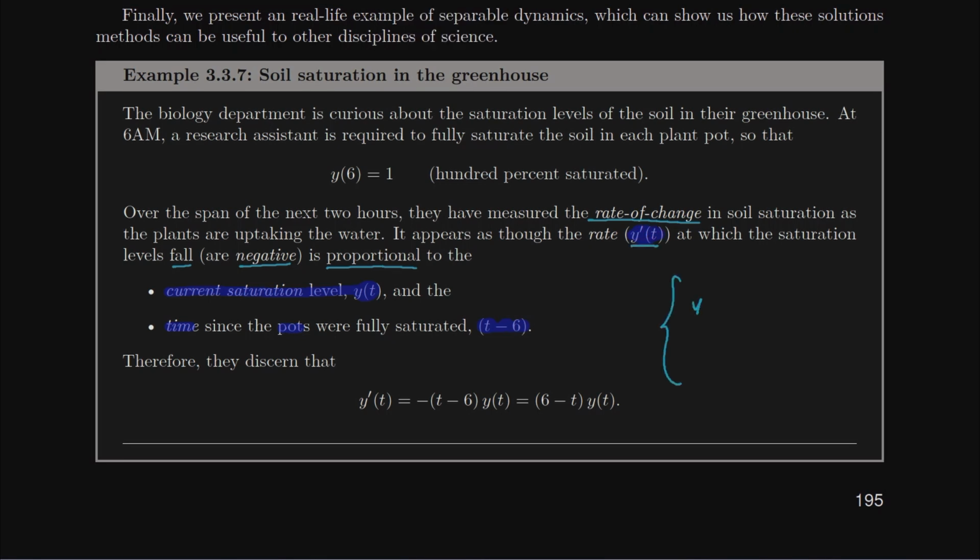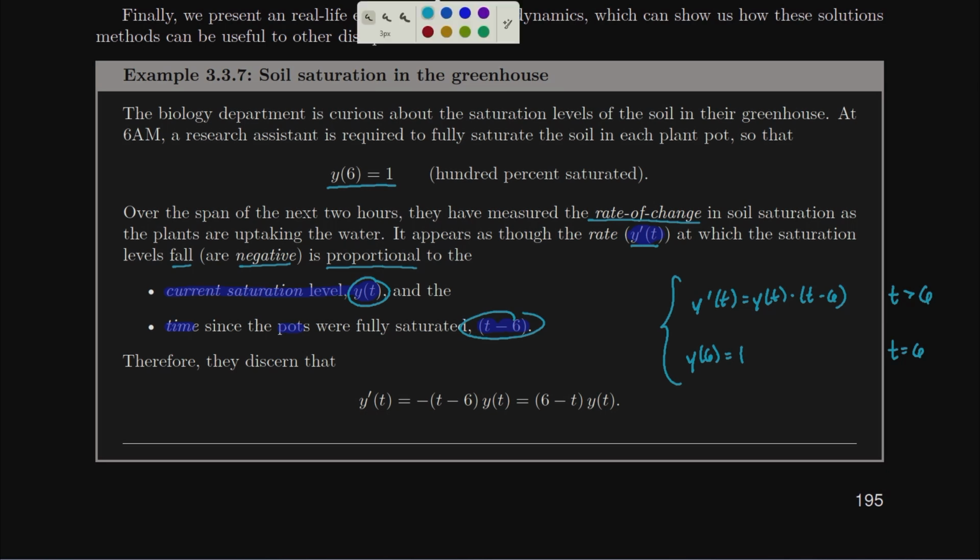So it says that the rate y'(t) is proportional to the current saturation level y, as well as the amount of time it's been since they've been filled, t minus 6. That is our ODE here, for t greater than 6, but we do need an initial value, and we've already been given it. It says that y(6) is equal to 1. So specifically at t being 6 a.m., we know we are 100% saturated.